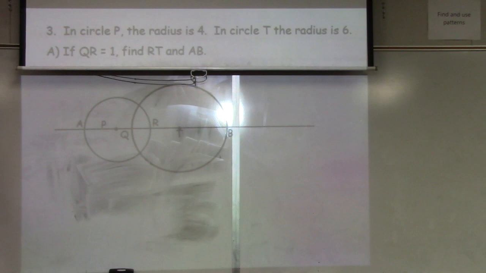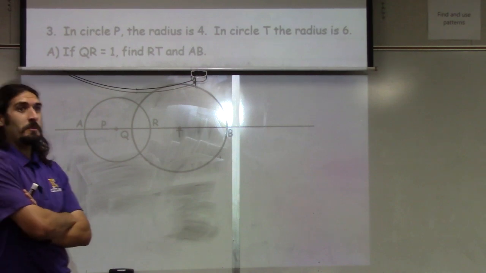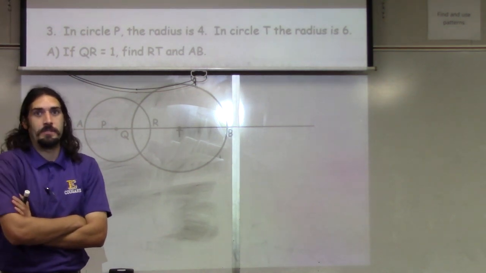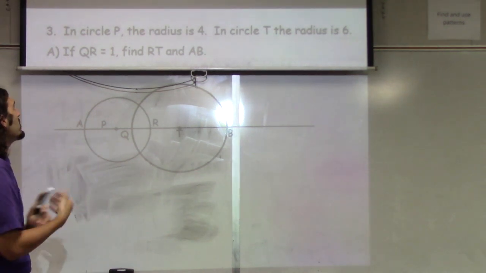But we move on. Okay, so circle P, the radius is 4. In circle T, the radius is 6. If QR equals 1, then find RT and AB. There's a lot going on in this picture, and a lot of times students get very confused very early. And so the key is, you gotta go piece by piece and draw on your picture. This chapter, you're gonna do a ton of drawing on your pictures. You have to. There's no way around it. So we're gonna go piece by piece.